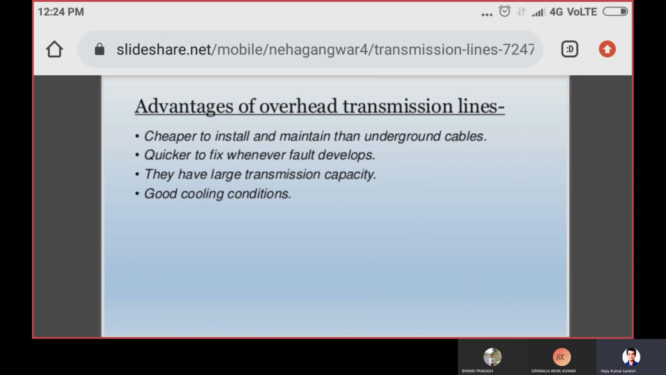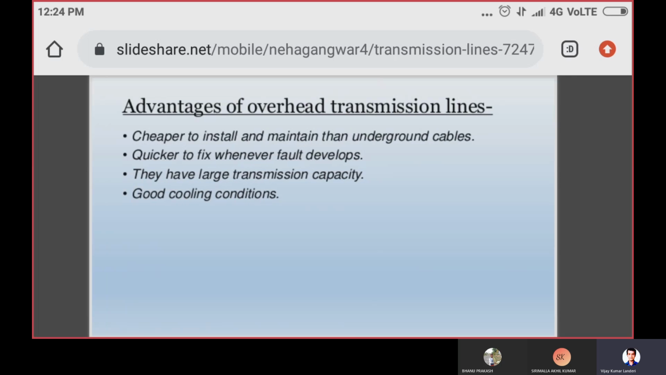Now coming to the advantages of overhead transmission lines: cheaper to install and maintain than underground cables, quicker to fix whenever a fault develops. They have large transmission capacity and good cooling conditions. So these are all the advantages of the overhead transmission lines.